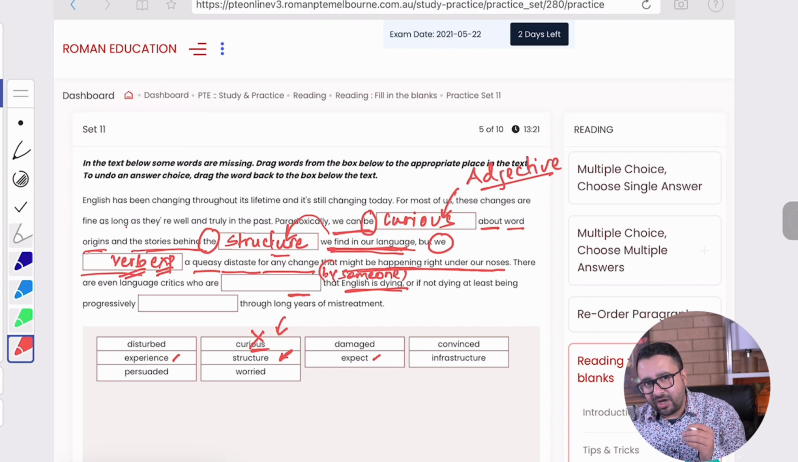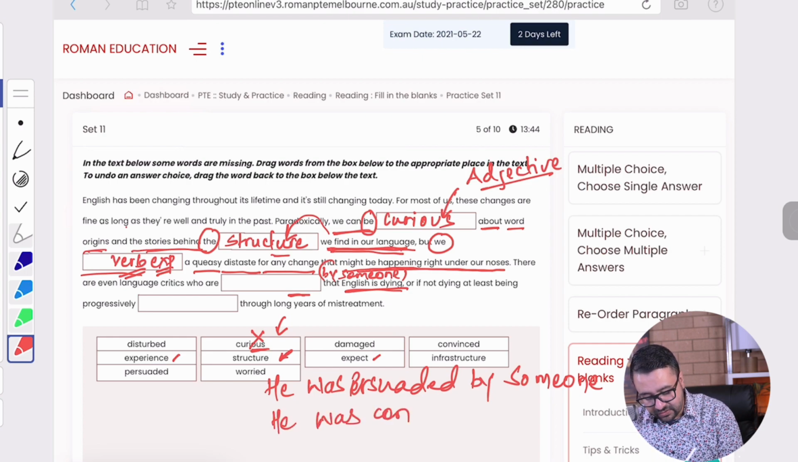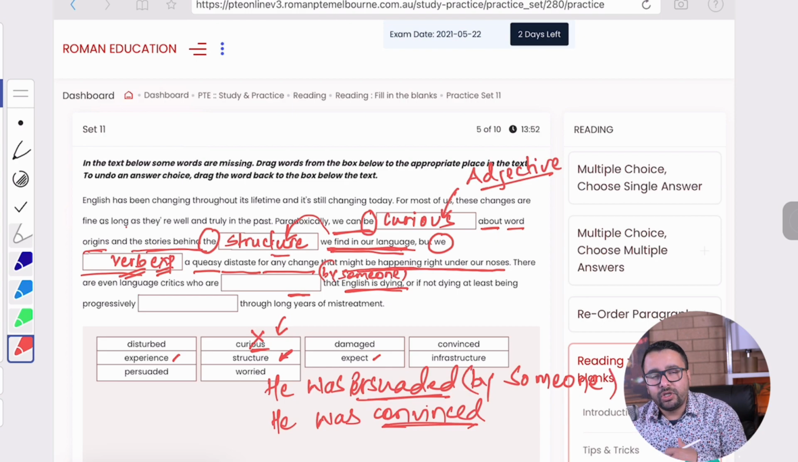Let me rephrase this part one more time. Persuaded is followed by someone. So, he was persuaded by his father. Let's write the complete sentence: he was persuaded by someone. He was convinced. So when you write convinced, you don't have to mention who convinced you. But if you write persuaded, you have to mention who did that, who convinced you. So if the person is specified, you need persuaded. If it's not, then you need convinced. So that's why the answer for this one is convinced.